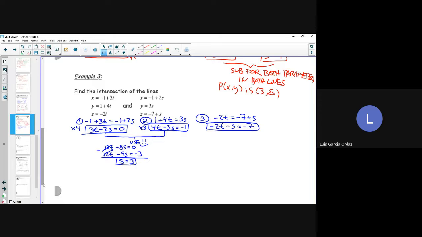Because I'm using my first two components, x and y, I can only sub in s equals 3 into either my first equation or my second equation, but not my third, because I have not used that.